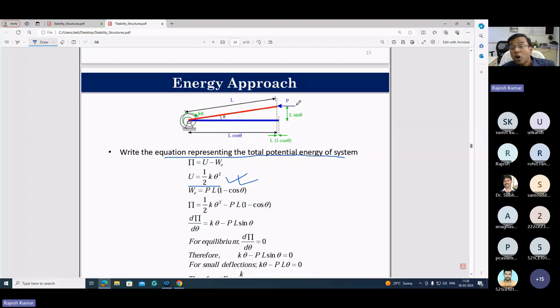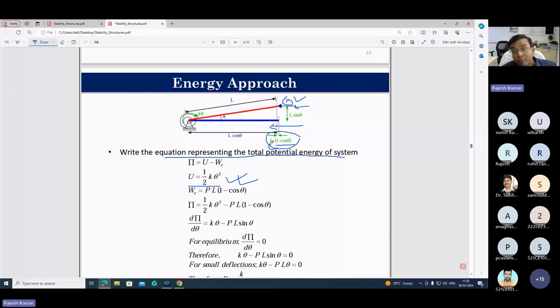And work done is how much? Work done will be force into deformation in the direction of force. This is your axial load applied in this direction. How much deformation takes place? L into 1 minus cos theta. This deformation takes place along this direction. You look at this: this point moves here, and this deformation is L into 1 minus cos theta.